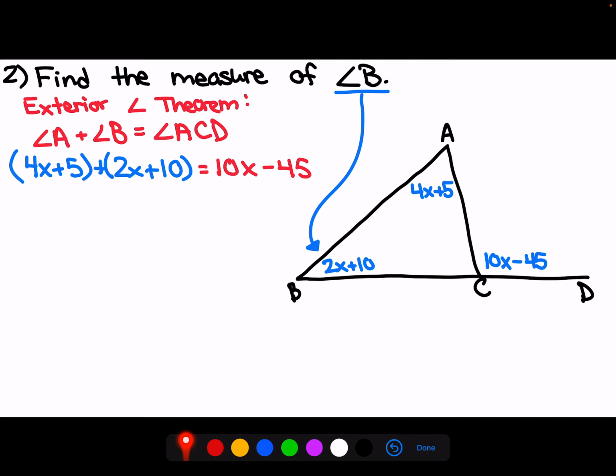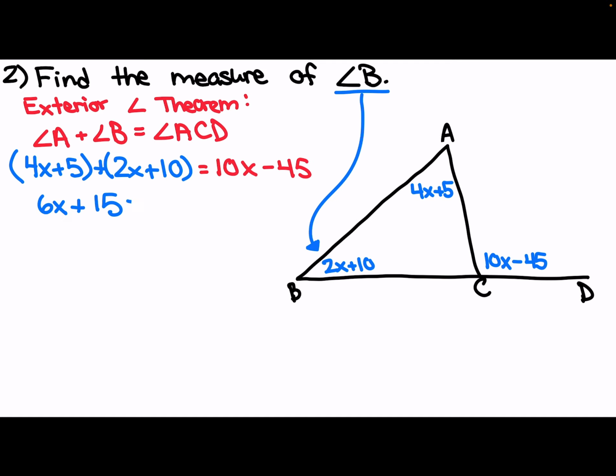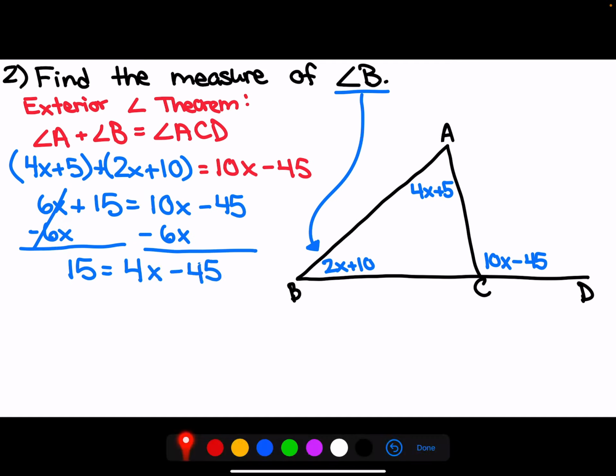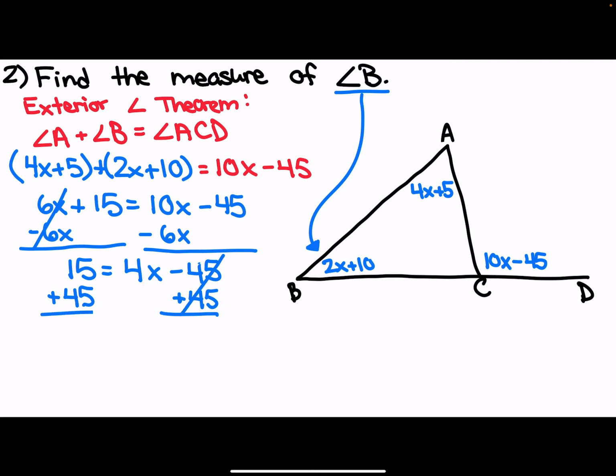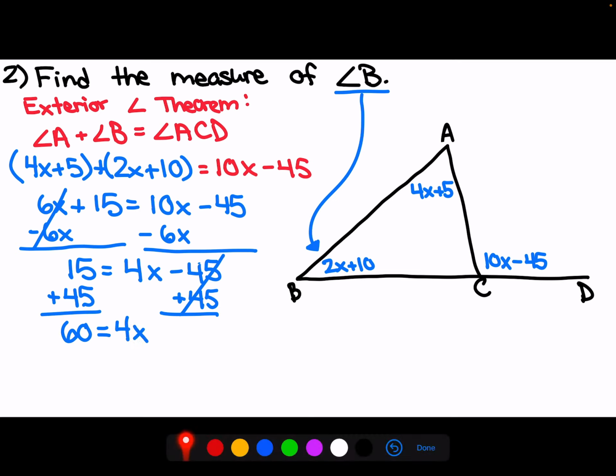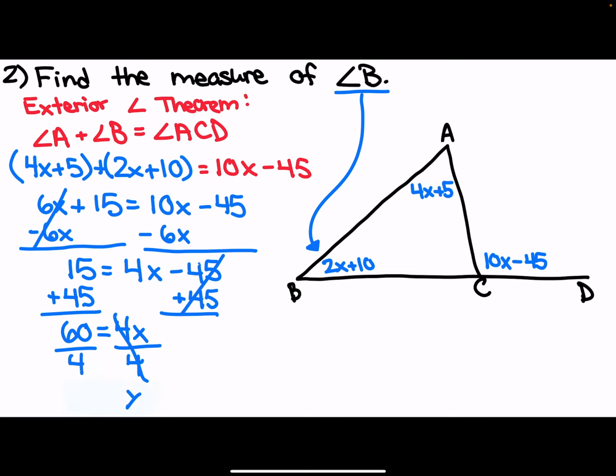From here, I can go ahead and start solving for x. I combine like terms. 4x plus 2x will give me 6x. 5 plus 10 will give me 15. That will equal 10x minus 45, and then from there we just start solving for x. Subtracting 6x from both sides gives me 4x. Adding 45 to both sides gives me 60. So 4x equals 60, and then dividing both sides by 4, we get x equals 15.